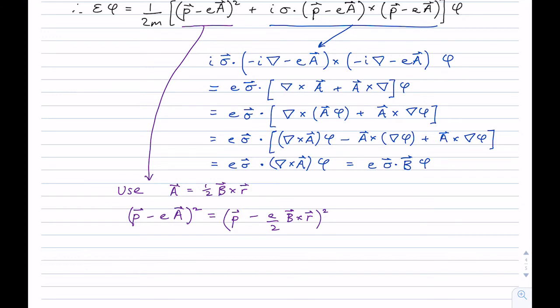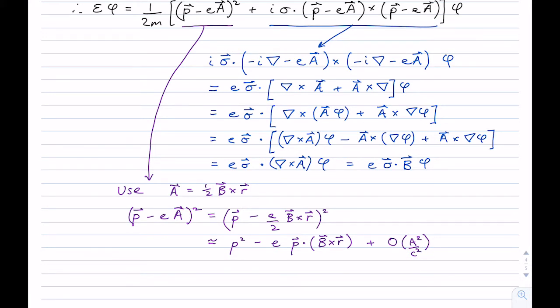And that is approximately the same as P squared minus 2 of these, which is E P dot B cross R, plus terms of order like B squared or A squared, which we don't really need to worry about because that's like A squared on C squared, right? So we just let those ones go.